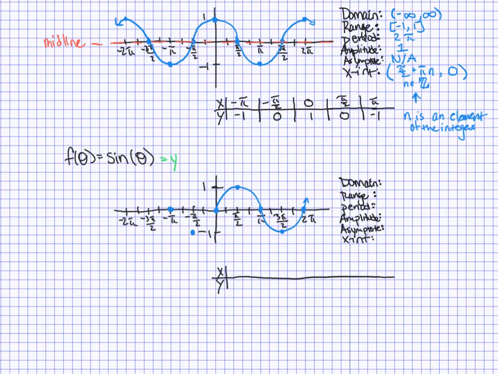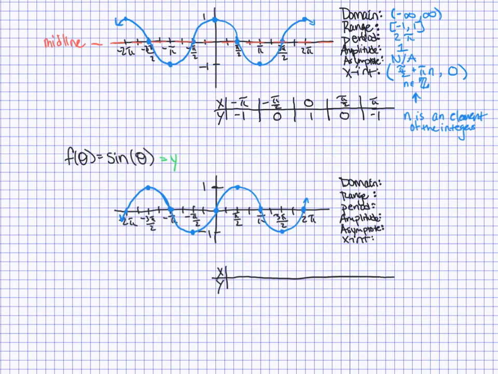At negative 3 pi over 2, which is the same as pi over 2, that y value is 1. And then at negative pi over 2, which is the same as 0, the y value there is 0. So again, we have our quadrant 1, quadrant 2, quadrant 3, and quadrant 4. And so now we have this continuing graph.